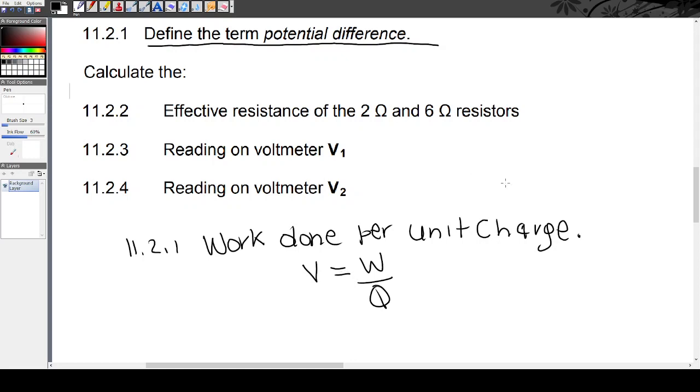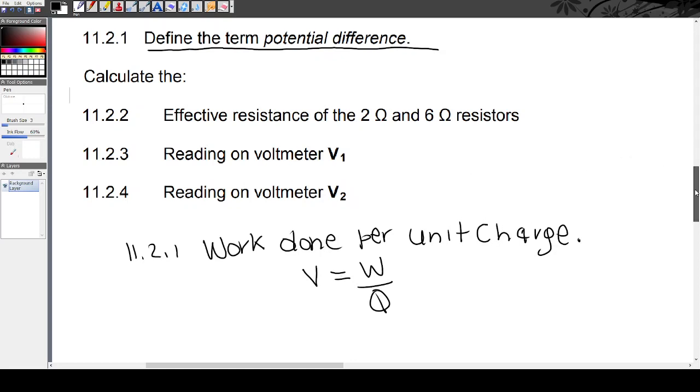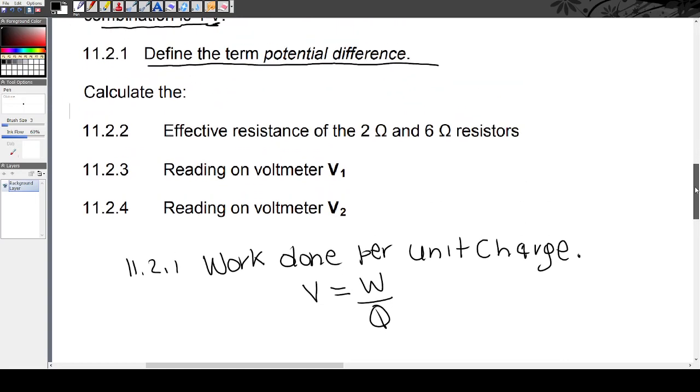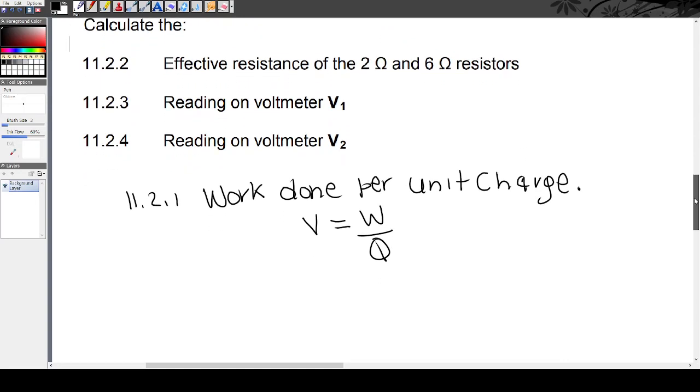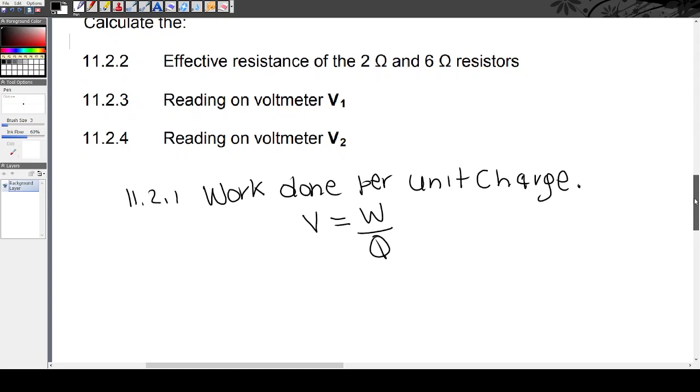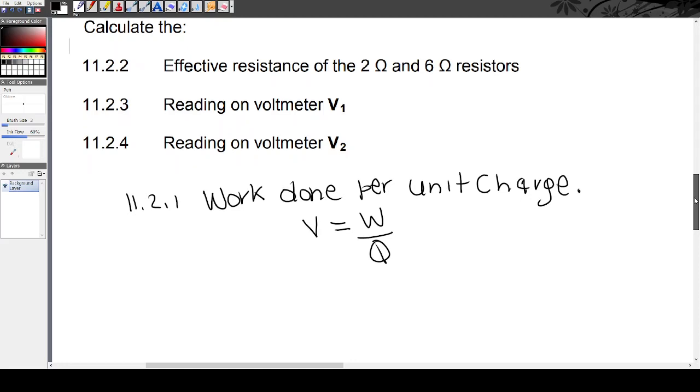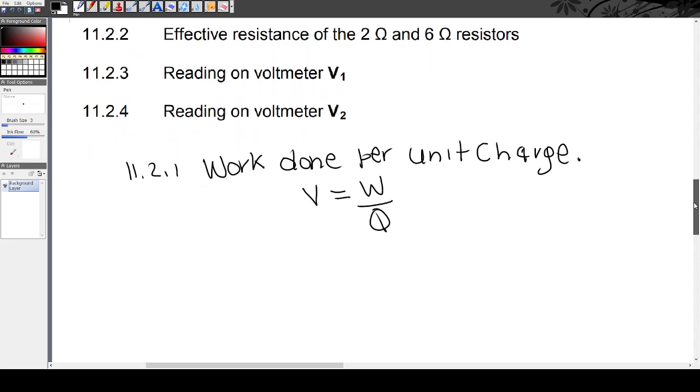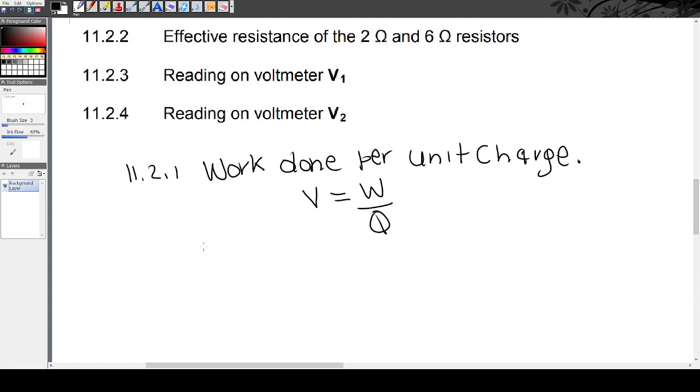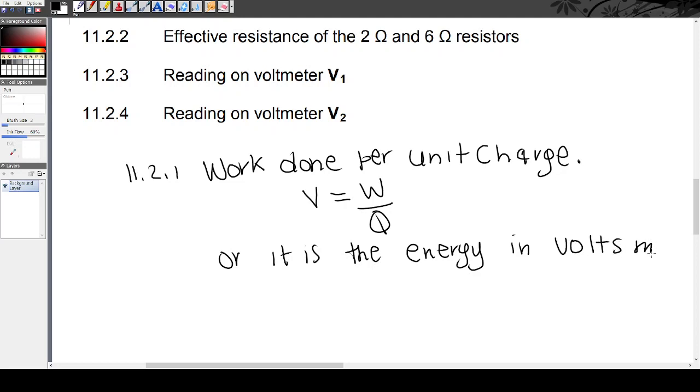Or we can say potential difference is the voltage measured across an electrical component when current is flowing in the circuit. That is potential difference. Or we can say it's the voltage that is measured across a battery when there's current flowing in the circuit. It is the energy in volts, which is the voltage.